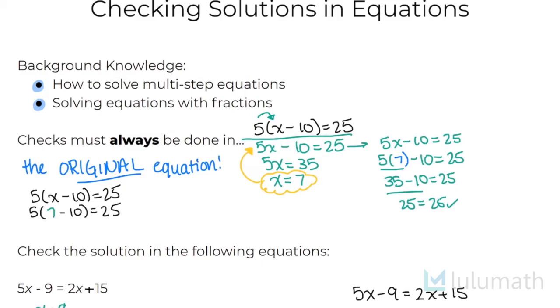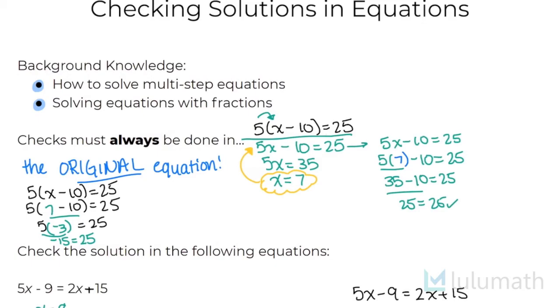And then when I evaluate my brackets or my parentheses first, 7 minus 10 is negative 3. So I would get 5 times negative 3 equals 25. And 5 times negative 3 is negative 15. And negative 15 is not equal to 25. So by checking in the original equation, I found that x equals 7 is not a correct solution. And that's why it's so important that we check in the original equation, okay?